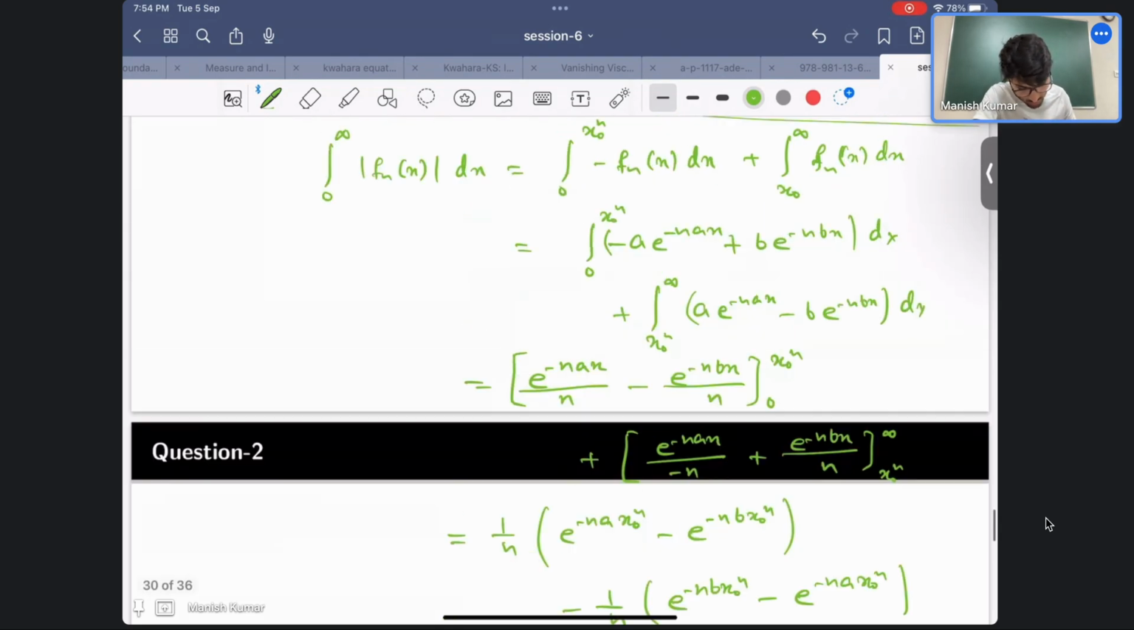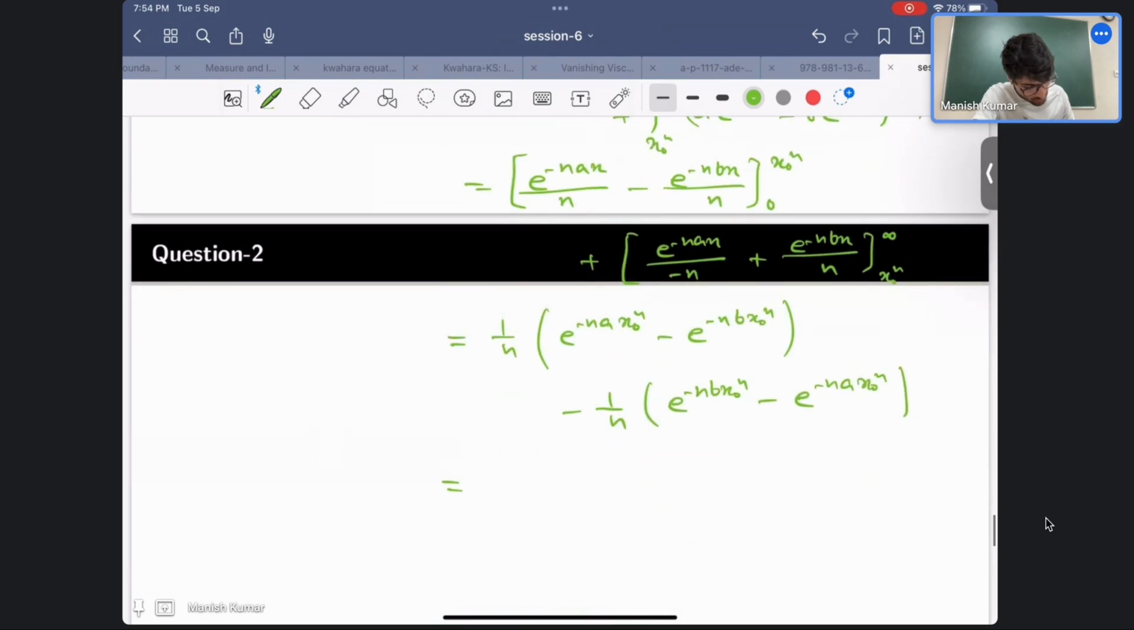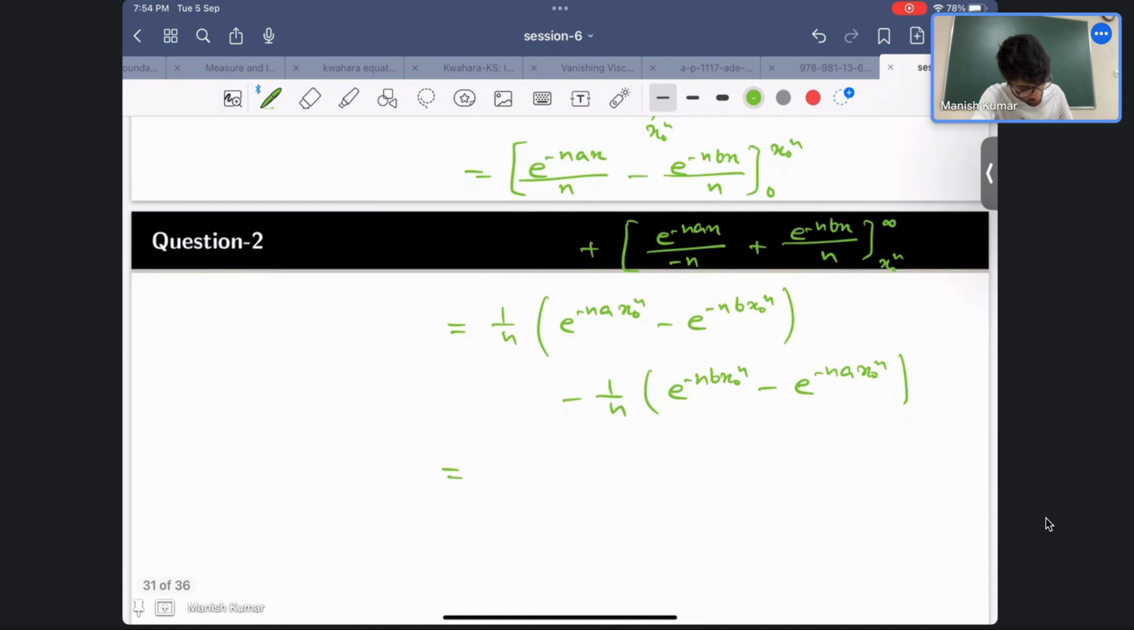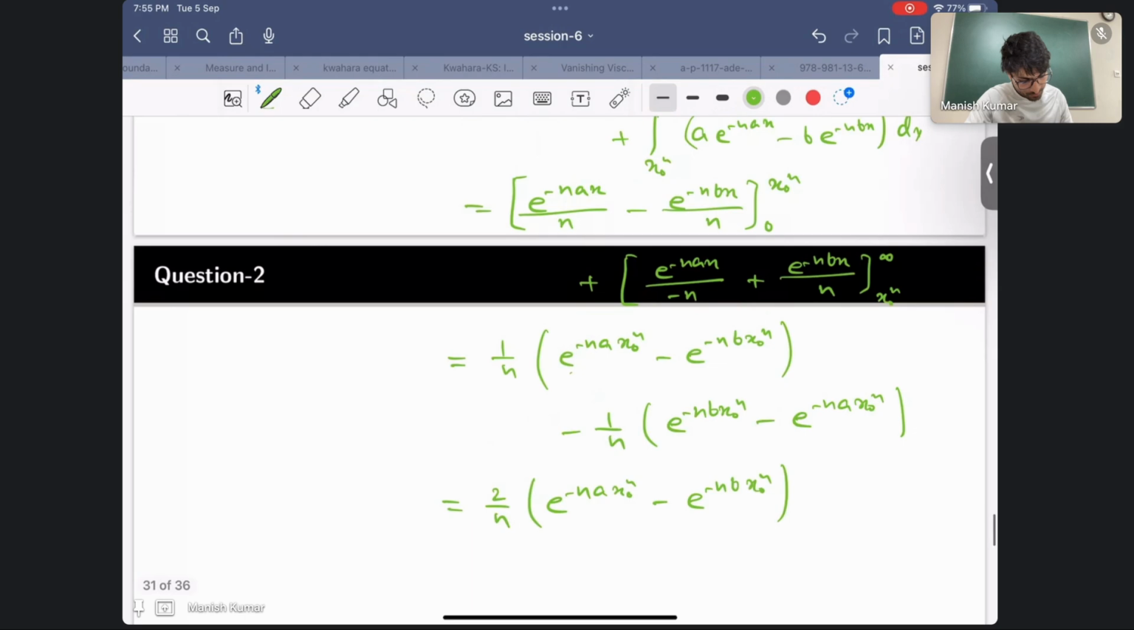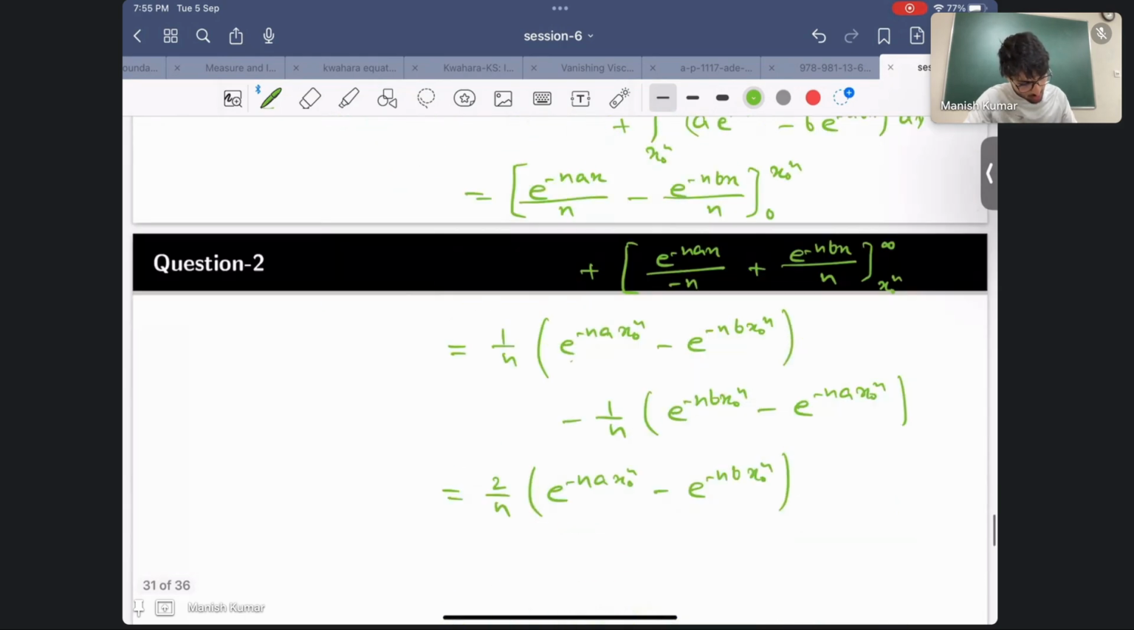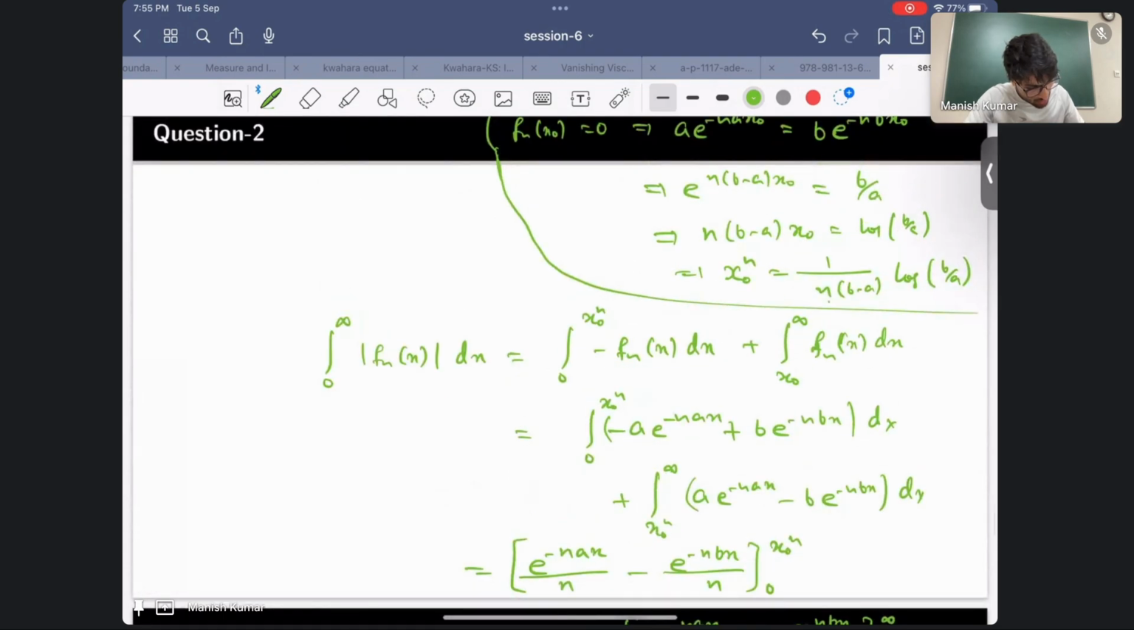So now let me just combine them, 1 by n. All these things will add up, right? So it will be 2 by n, and now e minus n a x naught n minus e minus n b x naught n. So these are all the terms that we get at last. Now if you want, you can substitute that x naught n, so if you see here that n times x naught n, let me write it here.